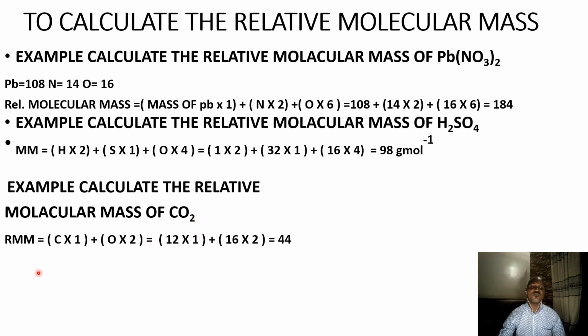So we say relative molecular mass is equal to the atomic mass of carbon times 1 plus the atomic mass of oxygen times 2, which will give us 12 times 1. 12 is the atomic mass of carbon. 16 times 2. 16 is the atomic mass of oxygen. When you sum this up in this arithmetic, you have 44.